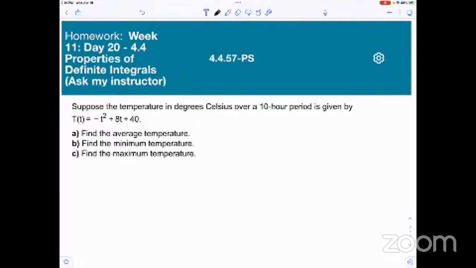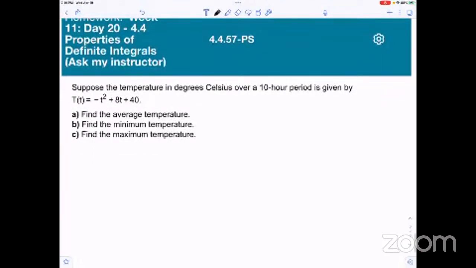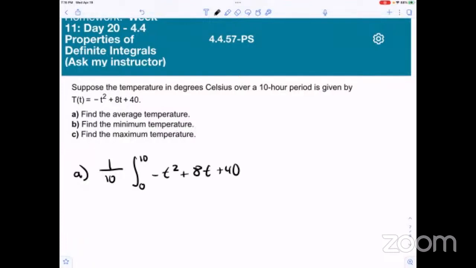Okay, so the average temperature is like what we've been doing, right? For part A, we're going to find the integral. First we need 1 over b minus a. 10 hours, so I guess we're going from 0 to 10. So it's 1 over 10 minus 0, which is just 10, times the integral as t goes from 0 to 10 of negative t squared plus 8t plus 40 dt.